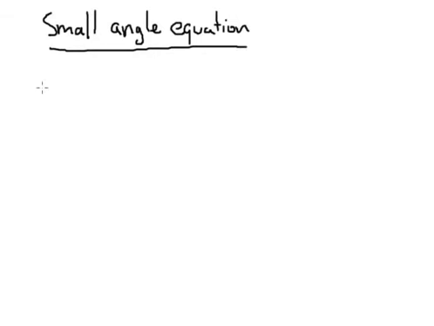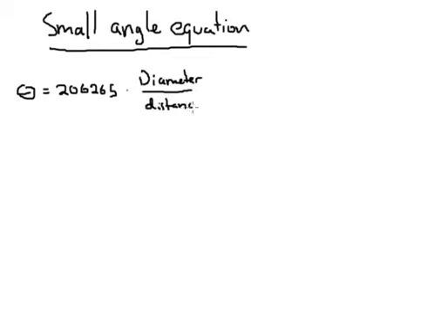Alright, let's take a minute to think about the small angle equation. This is the first equation we're going to be using in depth here in this astronomy course. So we know that theta equals 206,265 times diameter. We usually use a big D to represent diameter to keep these two D's straight. So diameter over distance. We'll use a lowercase d for distance.